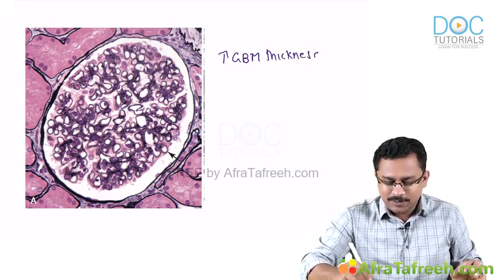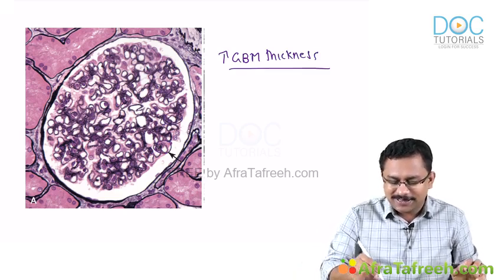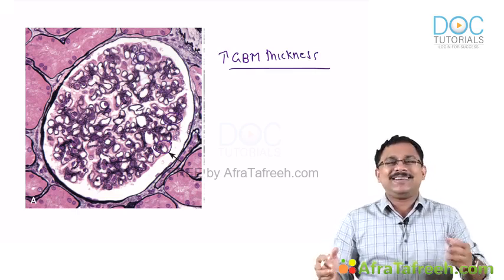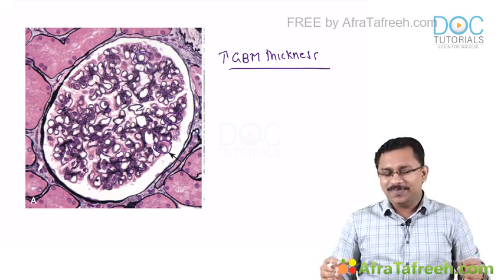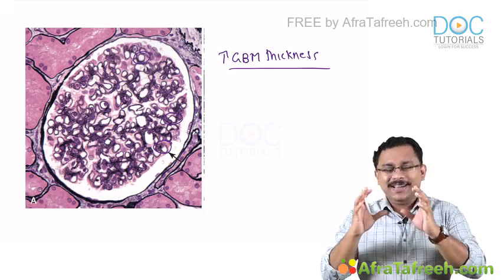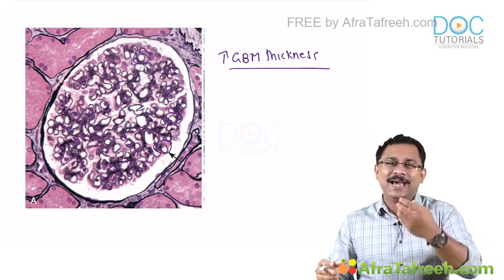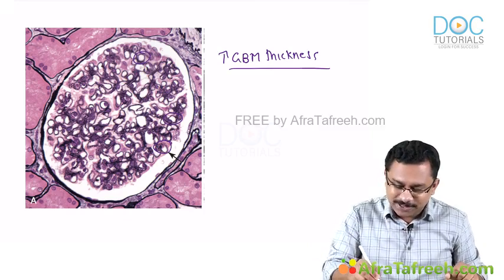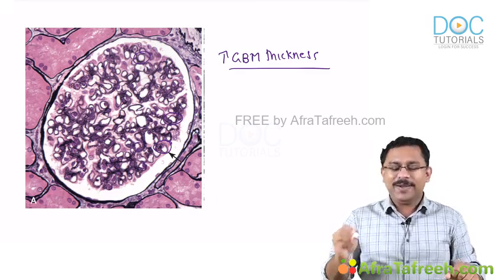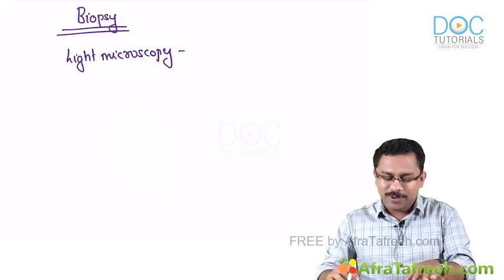I hope you can see this. It is difficult to make out if it is a basement membrane thickness or an increase in the thickness of the capillary endothelium, but still it is quite obvious that the region involving the capillaries as well as the basement membrane is more thickened. That is what you can make out in the images. So increased glomerular basement membrane thickness is the light microscopic finding.